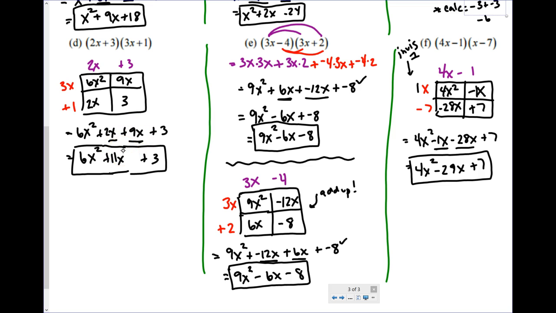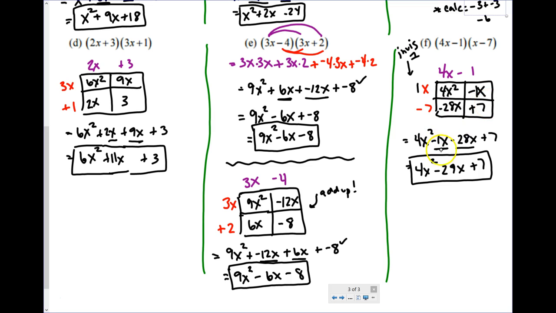Okay, and finally the toughest problem was letter F. It was tough for a couple reasons. It was tough because you had an invisible 1 you were multiplying, so you should have gotten 4x times x is 4x squared. Negative 1 times positive x is a negative 1x. And I wrote in the negative 1 just to help you out. You don't need to, but it's super helpful to write in those invisible 1s sometimes. 4 times negative 7 is negative 28x, and negative 1 times negative 7 is a positive 7.